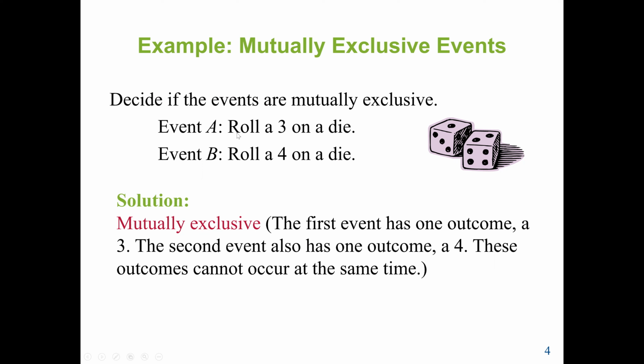So here we roll a die, the first event A, we have 3. The second event B, we have 4. These are mutually exclusive because the first event has one outcome, which is 3, and the second event also has only one outcome, which is 4. These outcomes cannot occur at the same time. And very simple, when we roll a die, only one side will come up, and we get only one output.